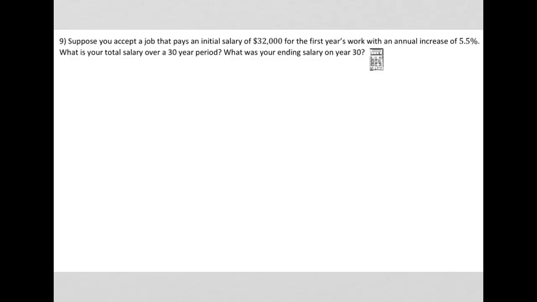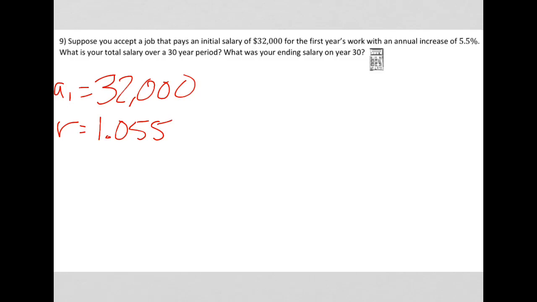Okay, last problem here. Suppose you accept a job that pays an initial salary of $32,000. So 32,000 is our first term. For the first year's work with an annual increase of 5.5%, which means my ratio r is 1.055, because if it's an annual increase of 5.5%, that means each year I'm getting 105.5% of my previous year's salary, and 105.5% is 1.055 as a decimal.